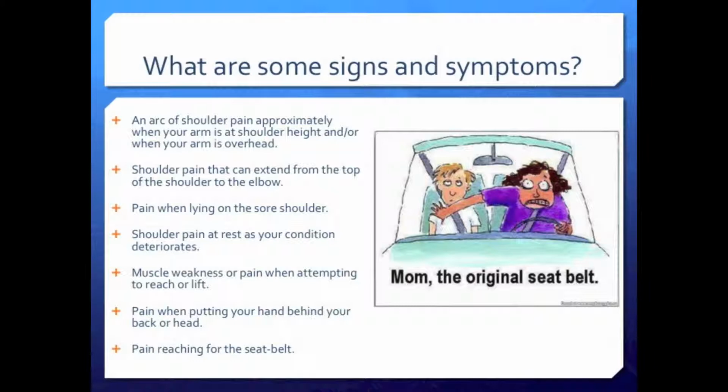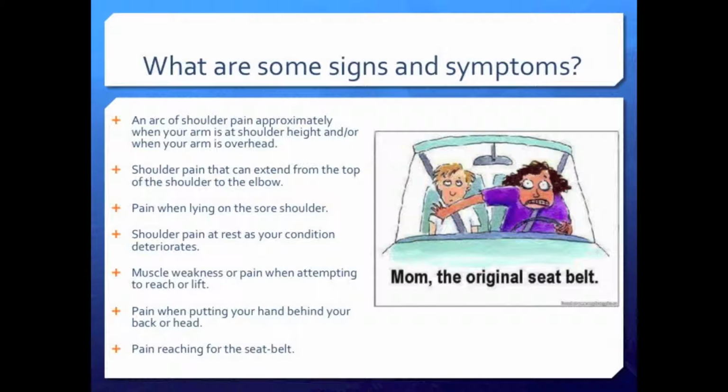The most common and obvious sign and symptom of shoulder impingement is shoulder pain. And in general, this is when you raise your shoulder over your head. There's a lot of people that have pain when they reach for their seatbelt, when they reach across their body and try and pull their seatbelt across. It's a common motion that'll irritate shoulder impingement.